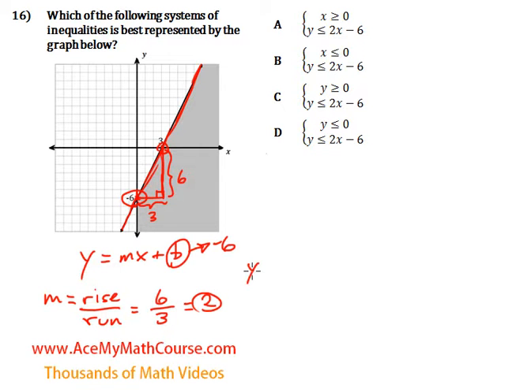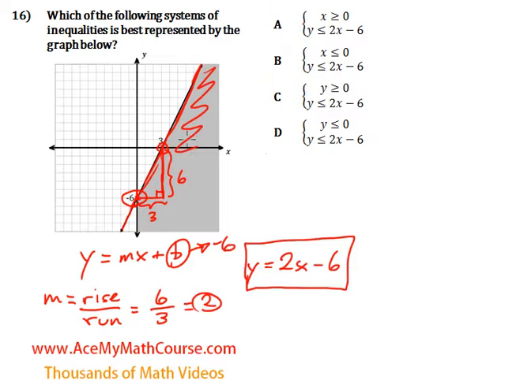So we have y equals 2x plus -6, which makes it just y equals 2x minus 6. But we have the shaded area below the line. So the shaded region is below the red line. So we can say y is smaller than or equal to 2x minus 6.